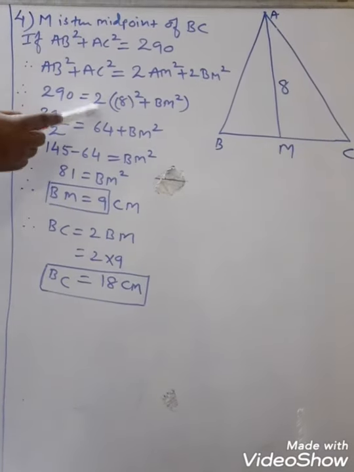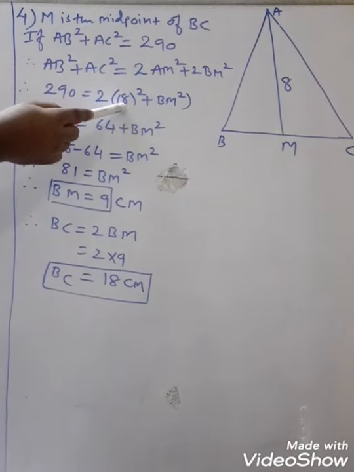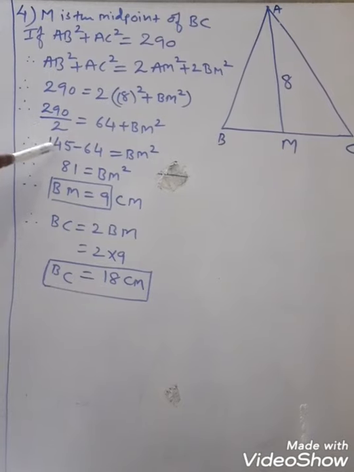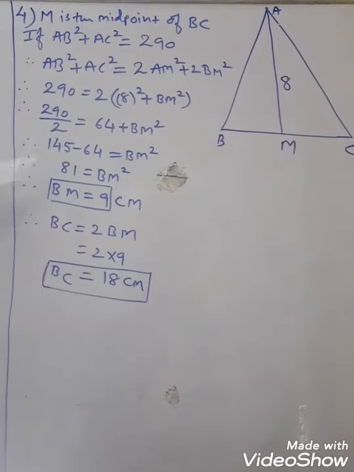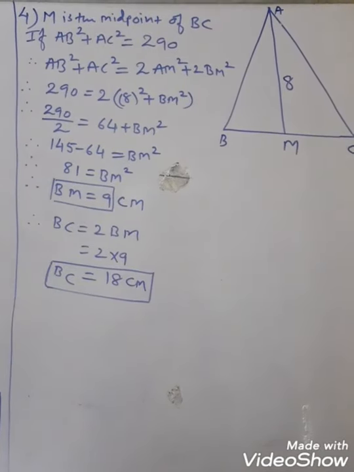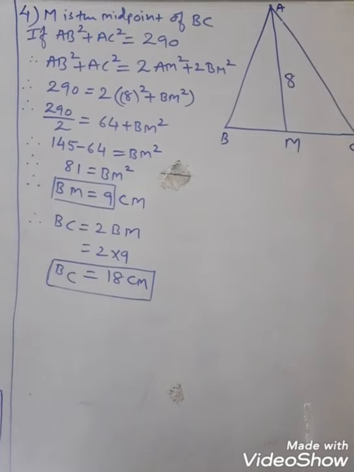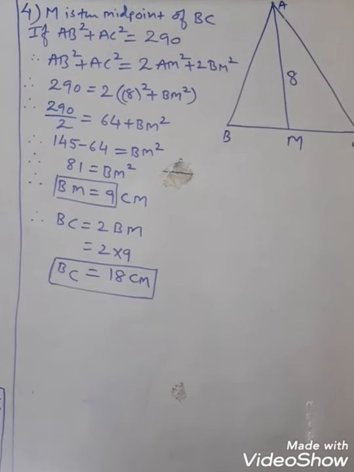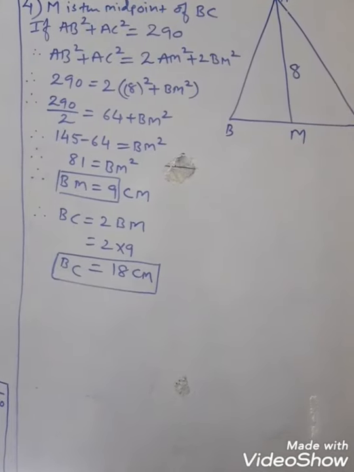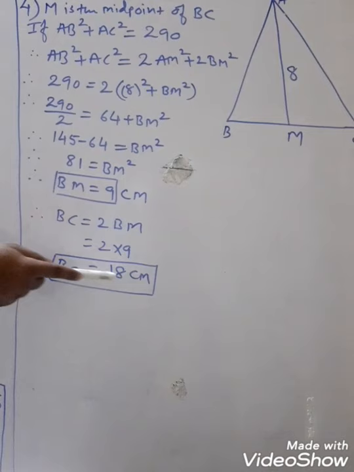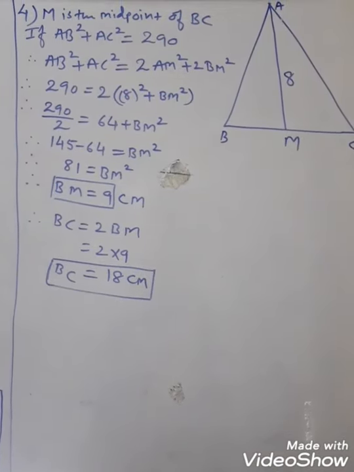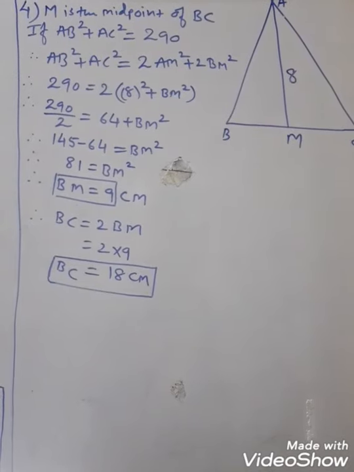Then here we remove 2 as a common. Here 8 square plus BM square. The 290 divided by 2, you get 145. And shift 64 to this side, so it is subtract. 145 minus 64, you get 81. So BM square equals 81. The square root of 81 is 9. So BM equals 9 centimeter. So BC equals 2 times of BM, that is 2 into 9. So BC equals 18. This way we find the value of BC.